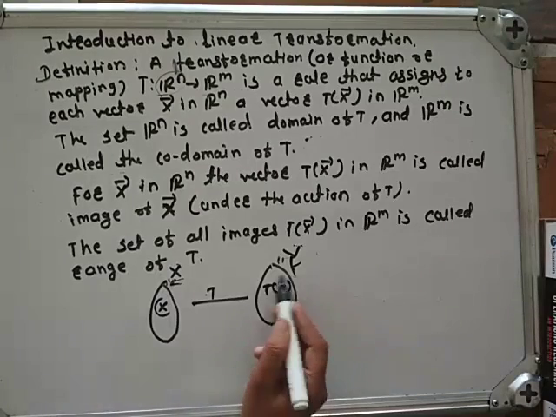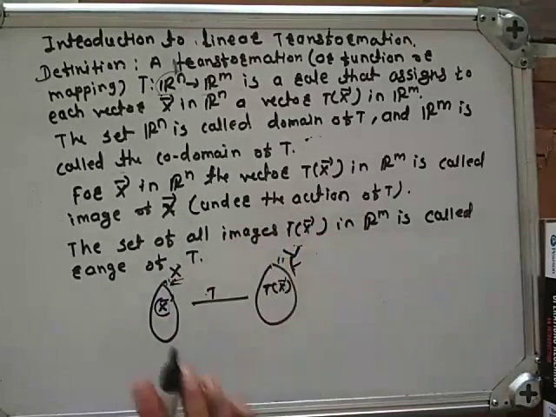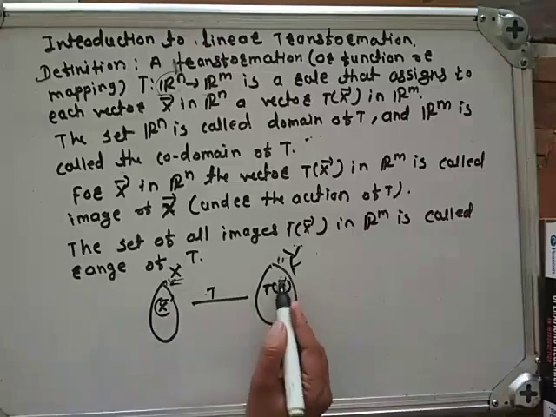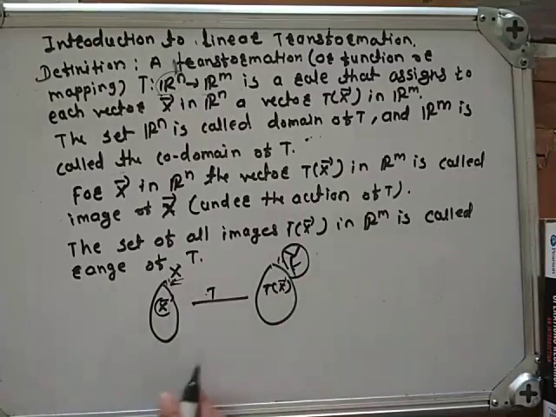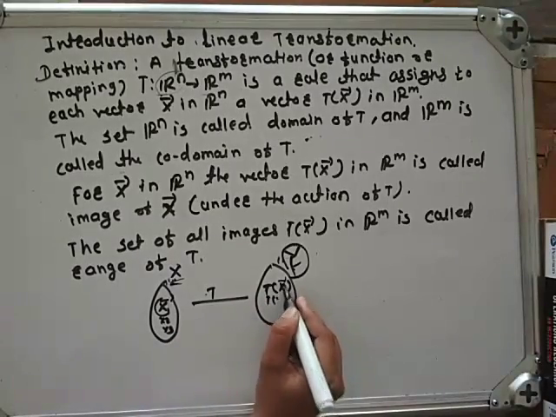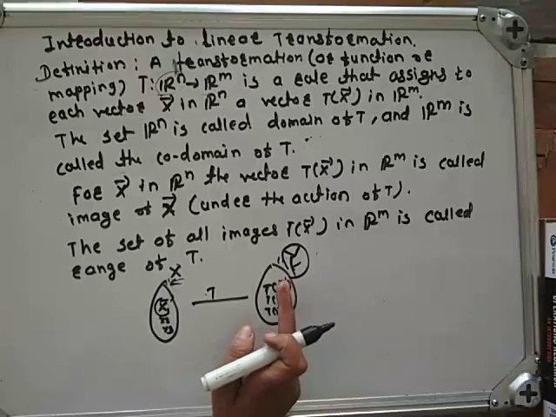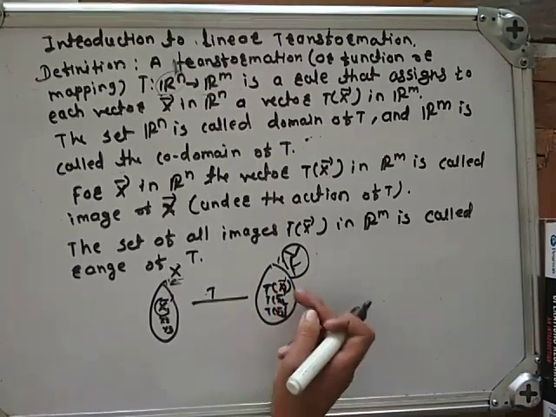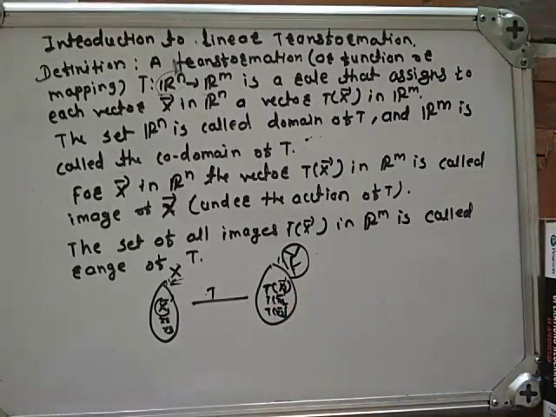Okay. And this T of x bar is called image of x bar under the action of T, and the set of all images of T of x bar in this codomain is called range of T. Suppose here is x1, x2 and here is x3. And here images are T of x1 bar, T of x2 bar, T of x3 bar. Then range of T is T of x1 bar, T of x2 bar and T of x3 bar. Okay.